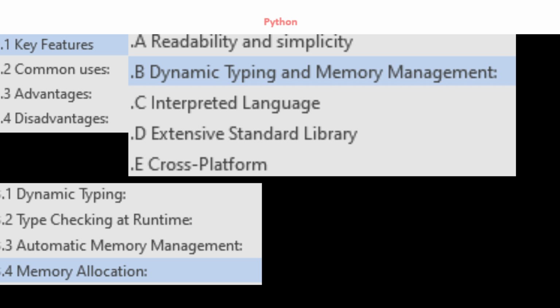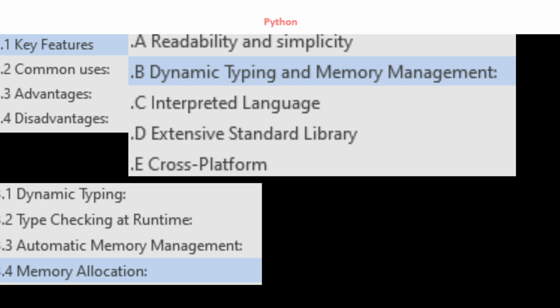Memory allocation. Dynamic allocation. Memory for variables is allocated dynamically, allowing efficient use of memory resources. Example: lists in Python can grow and shrink dynamically as elements are added or removed, with memory allocation adjusting accordingly.